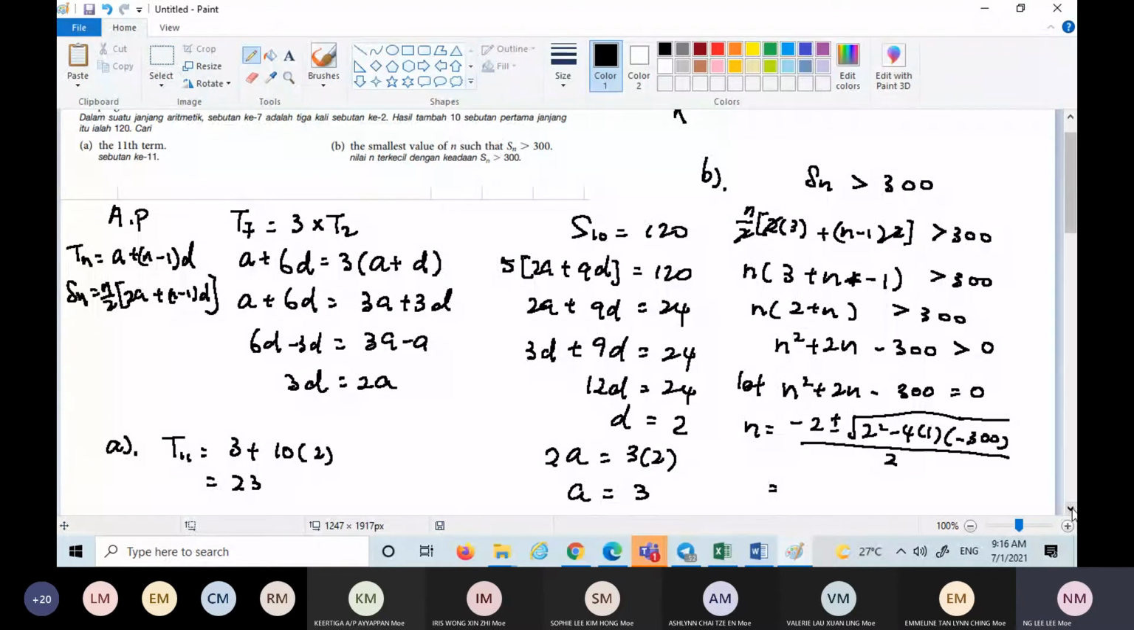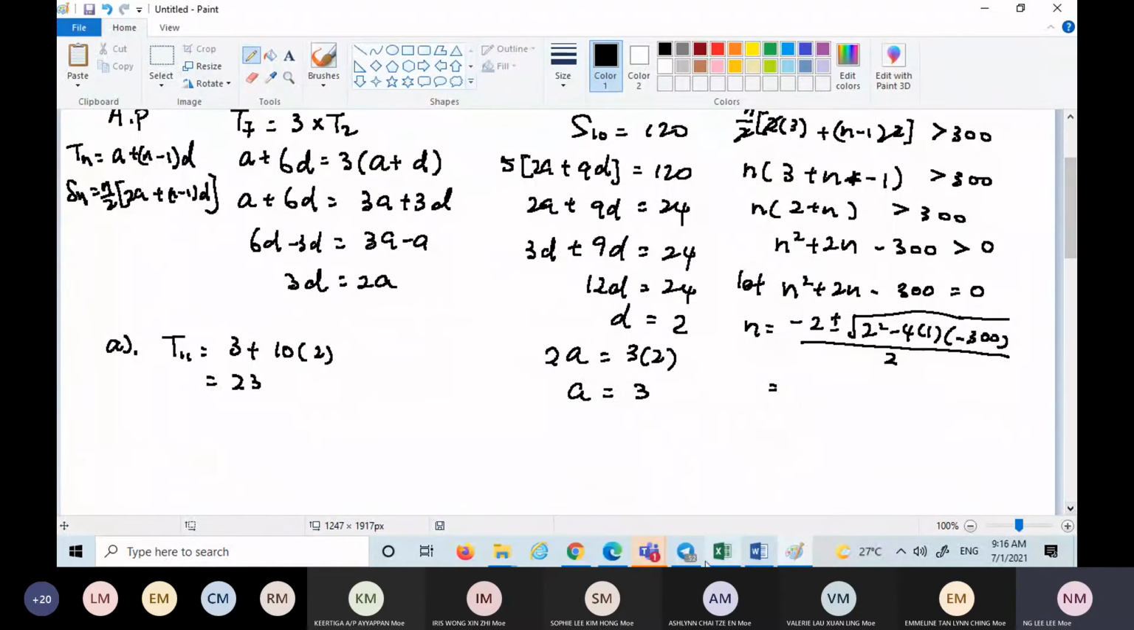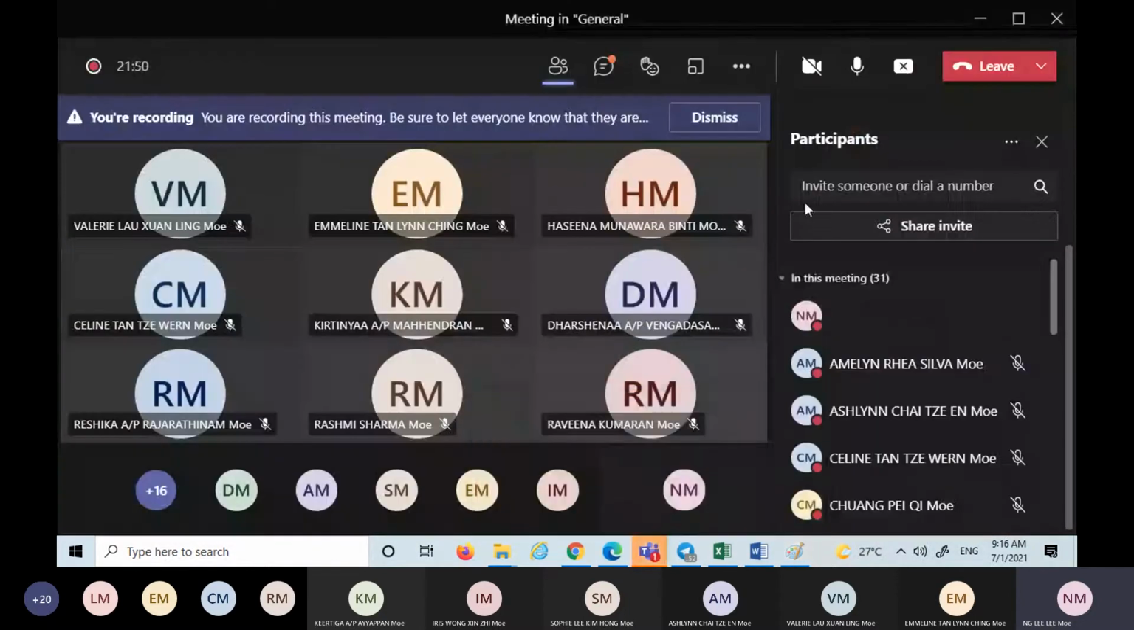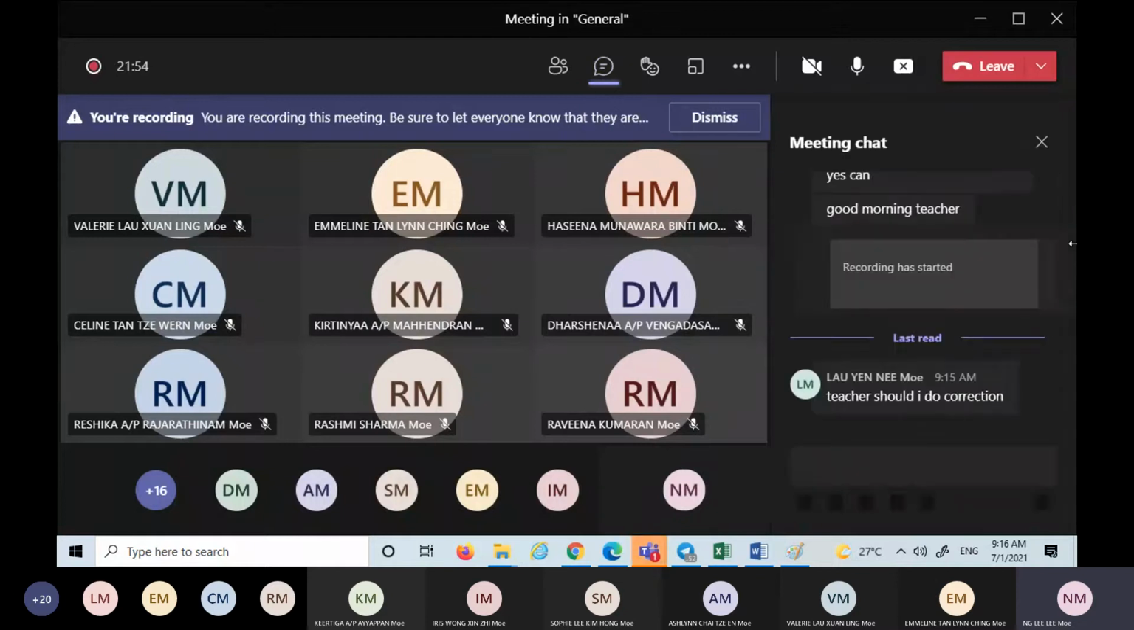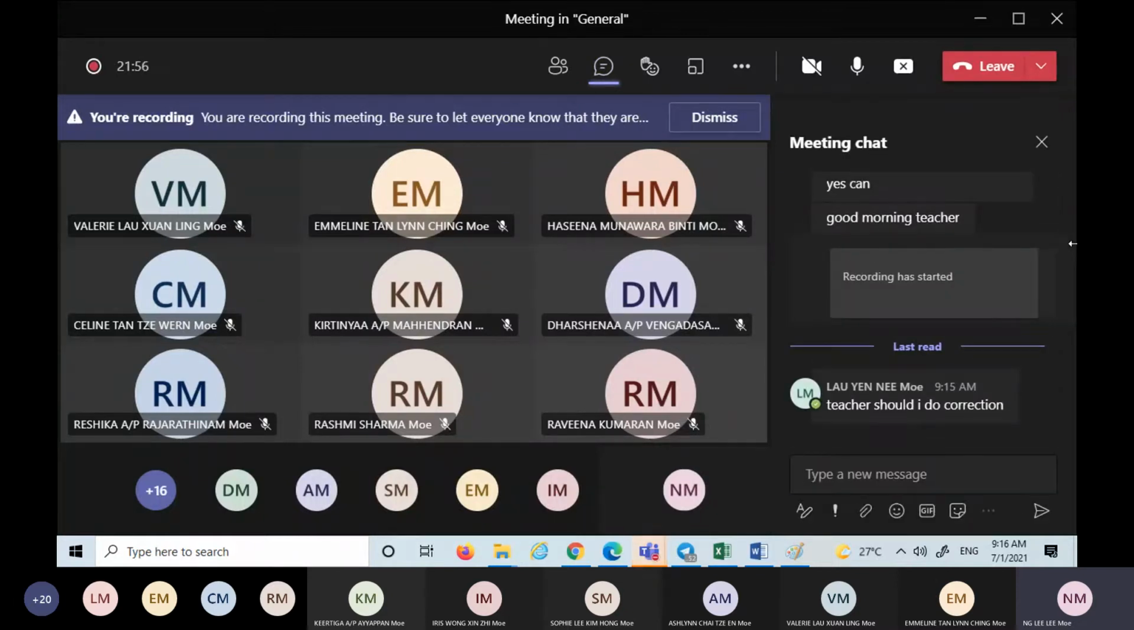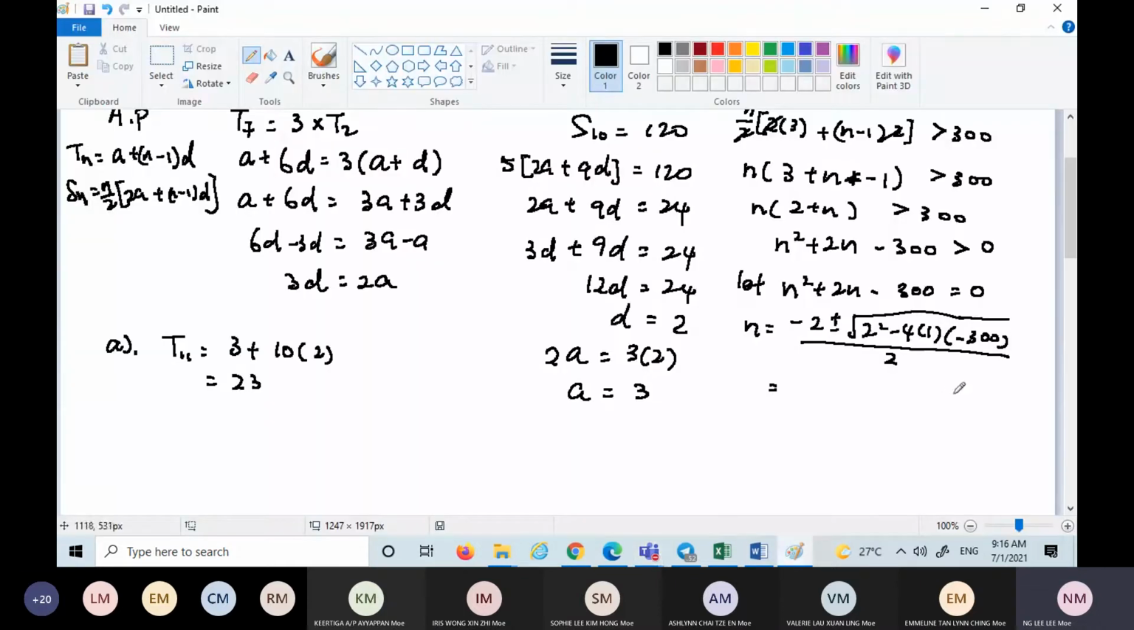Is someone typing something in the chat? Yenny, yes, you do corrections. You have to use another color pen. So I continue. For those who got it wrong, you can copy down the answer for this in your book. So what is this?